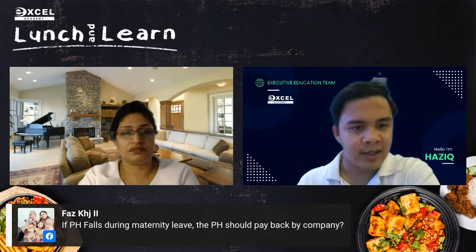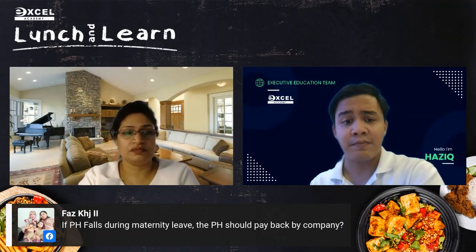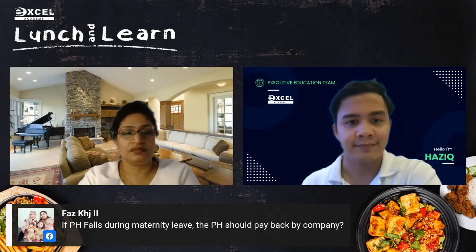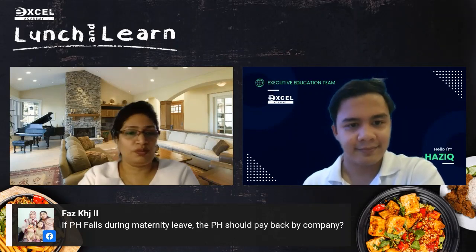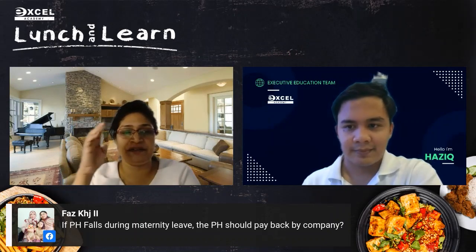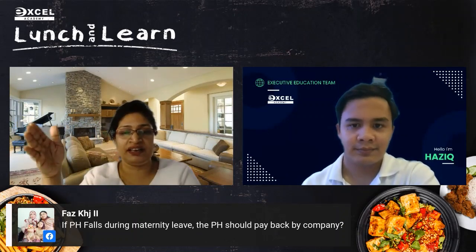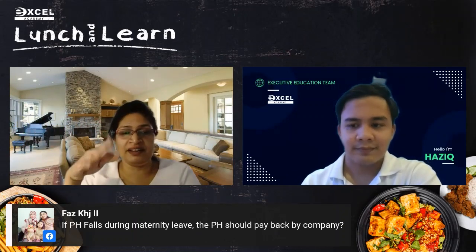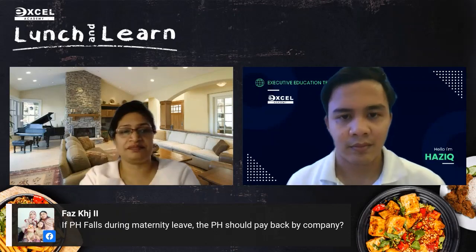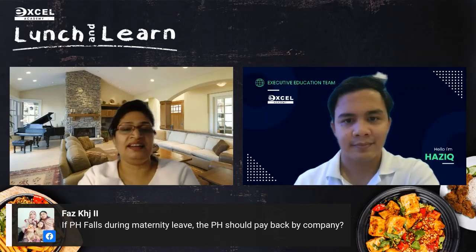And again, from Fast KHJ, if a public holiday falls during maternity leave, should the company pay it back? No. So as I mentioned earlier, even for maternity leave and paternity leave it is consecutive days. So 98 days will be consecutive days, including off day, rest day, public holiday. So you don't have to pay extra. You just pay for 98 days, that's it.